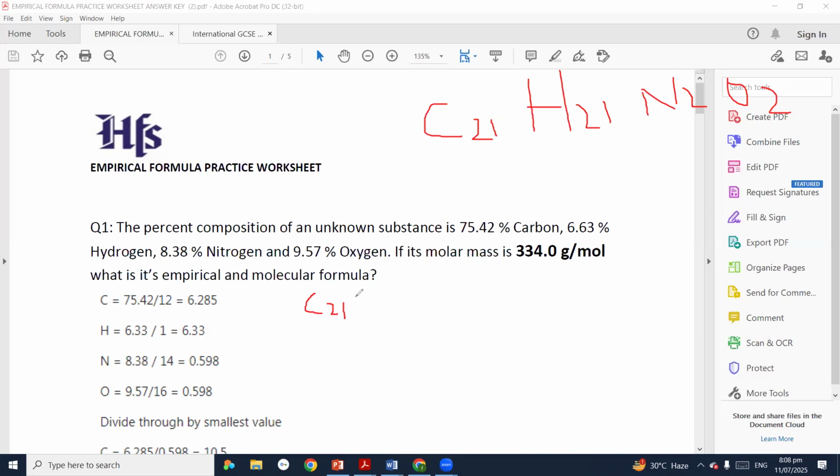Okay. This is your empirical formula. You are given this empirical formula, and this is your molar mass. With the help of these two values, I will calculate the molecular formula. So I am writing here this empirical formula.